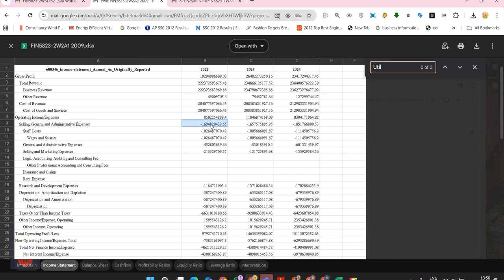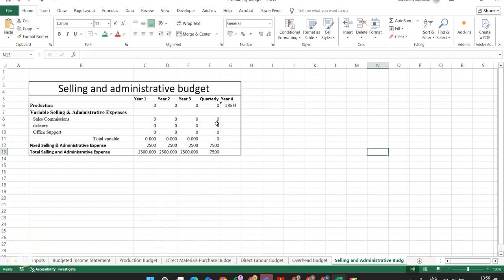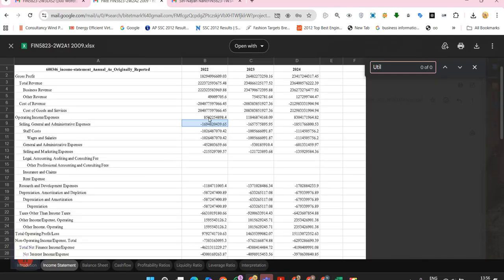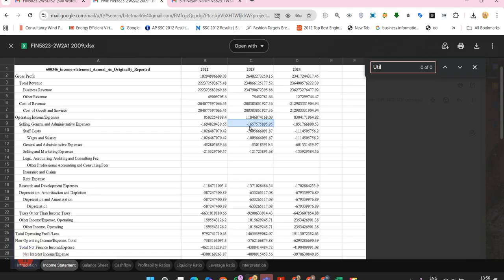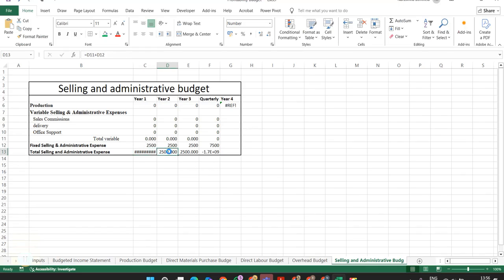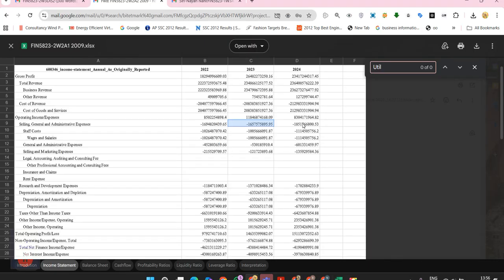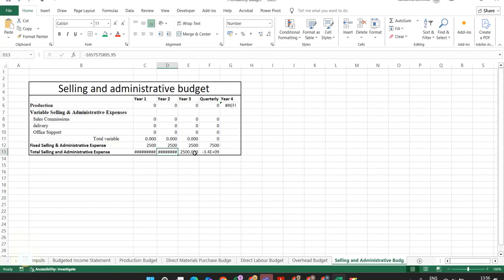Okay, so now we take this value. Now what we do, we take this value under this one, variable, like total selling and administrative expenses, simply copying it and pasting it here, and copying the second one and pasting it here. So make sure they are not negative, and copy this and paste it here. So like this, these all are values.